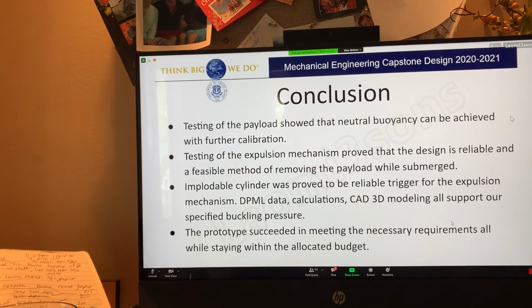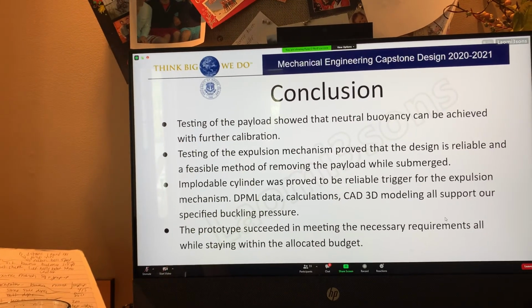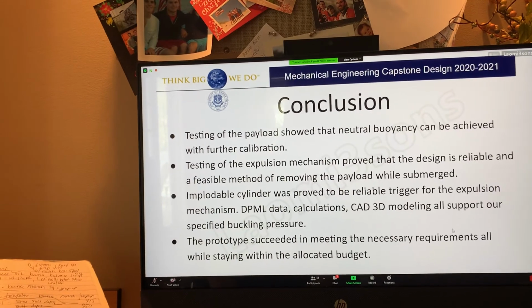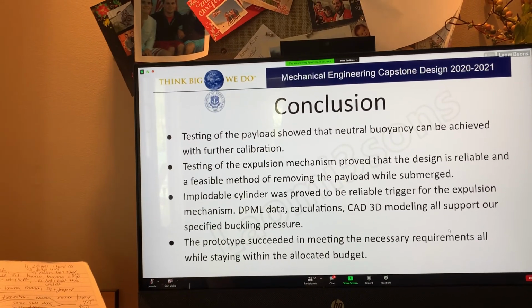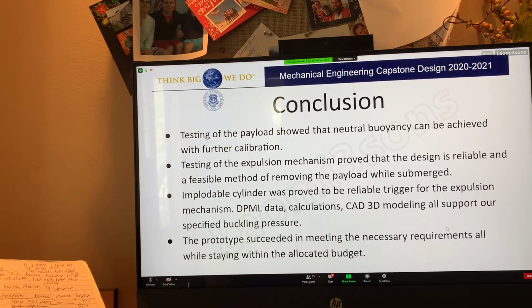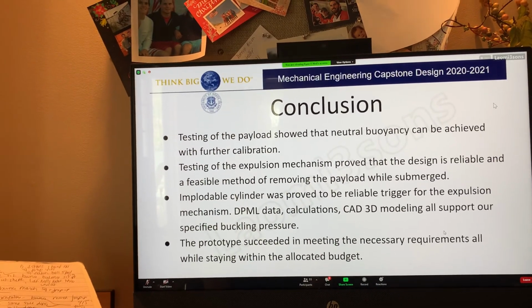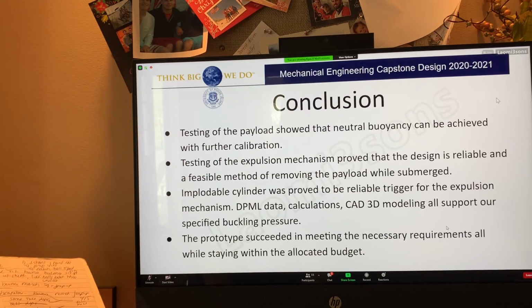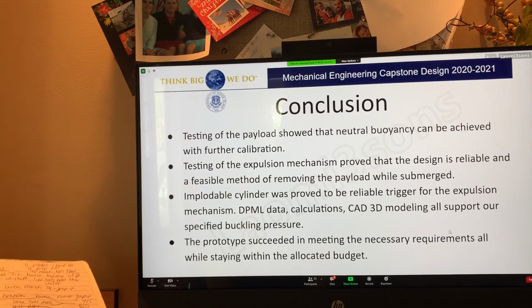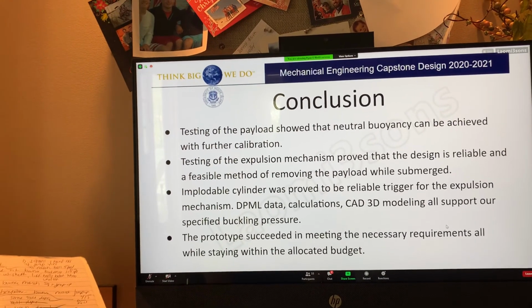In conclusion, the testing of the prototype demonstrated that the expulsion method is effective and reliable. With the data we acquired from the DPML lab, we are confident that the implodable trigger is a reliable design for the full-scale concept. While the payload was not totally neutrally buoyant, the negative buoyancy actually proves that the success of the test demonstrated a very effective expulsion method.